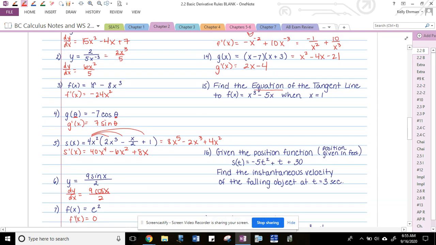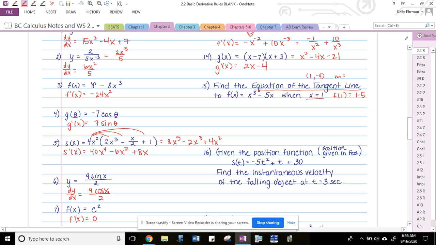Find the equation of the tangent line. To do that, you need a point and a slope. So we have an f of x, and we want to know what's the equation of the tangent line at x equals 1. So the point is 1 something. Let's start by finding that. f of 1 equals 1 minus 5, negative 4. So I have a point.